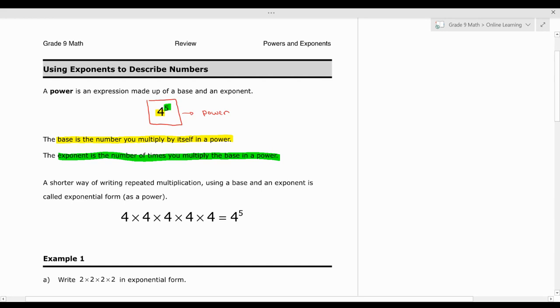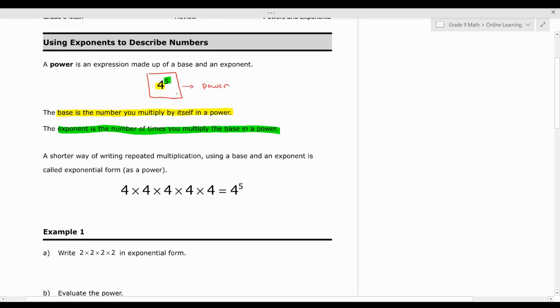Now, the importance of using powers, so it tells you a shorter way of writing repeated multiplication using a base and an exponent is called exponential form, and then I put in brackets, or it's also known as just write it as a power. So below here, this is in power form, so I'll start with that. This here, the new word is exponential form. But you can also say that this is written in power form or as a power. So they mean the same thing.